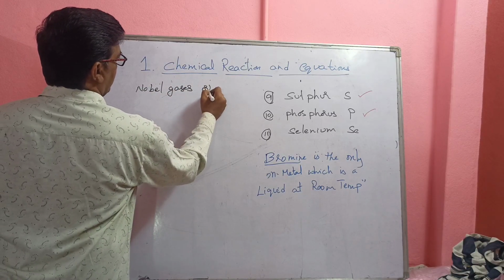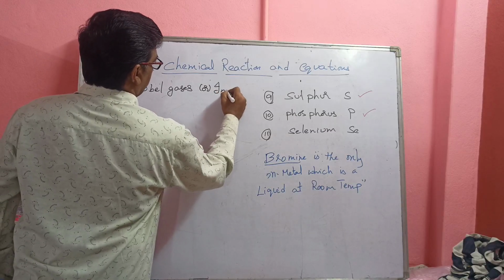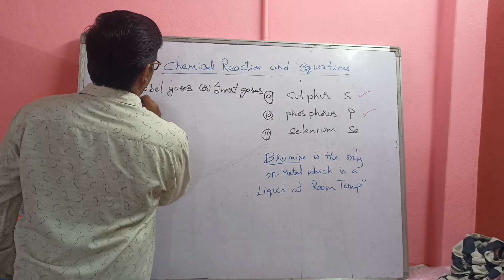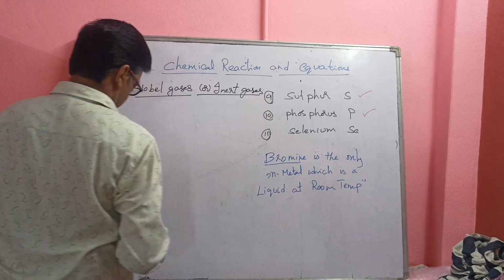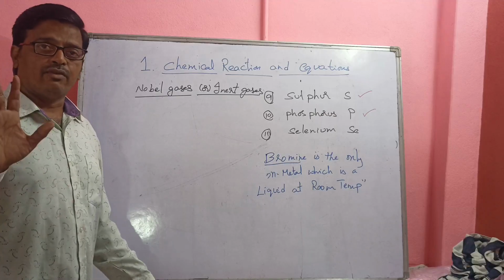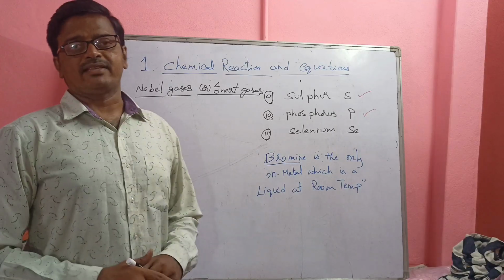Noble gases or inert gases. So how many are there? Noble gases or inert gases? There are only 6 noble gases.